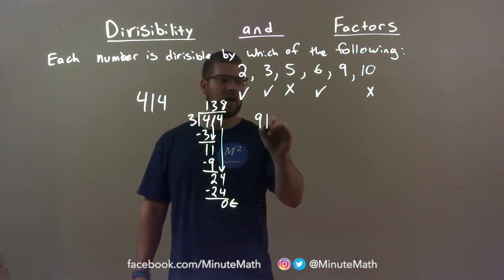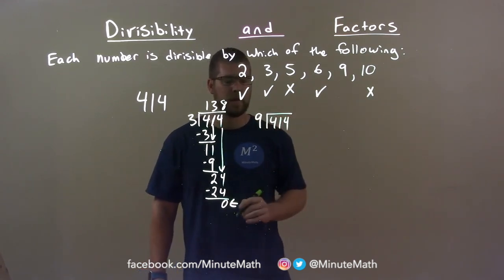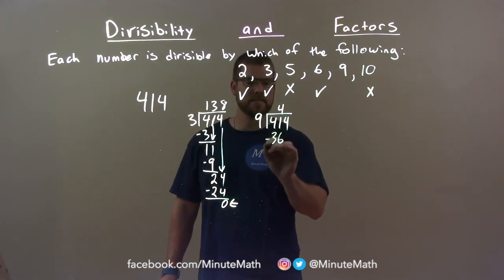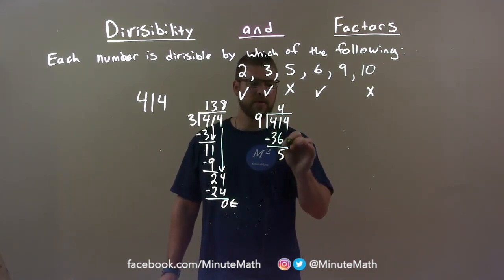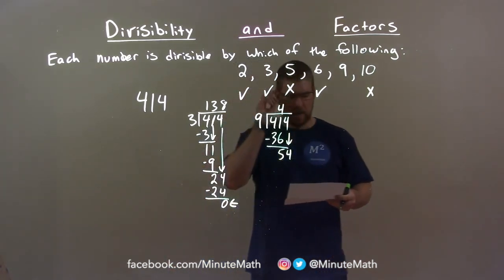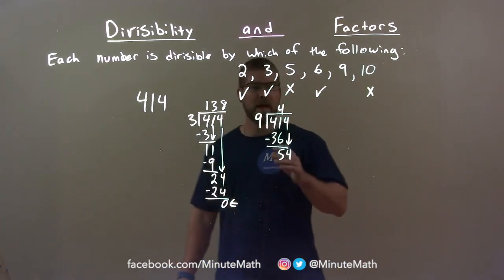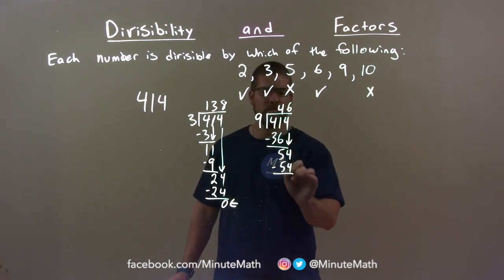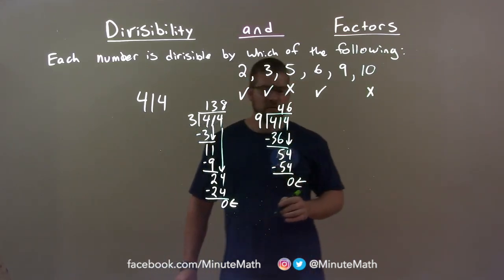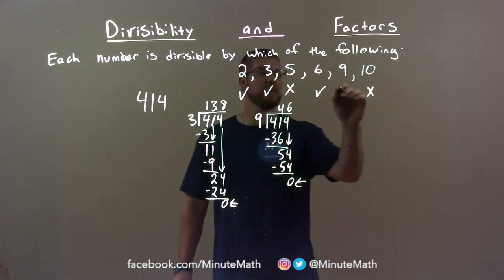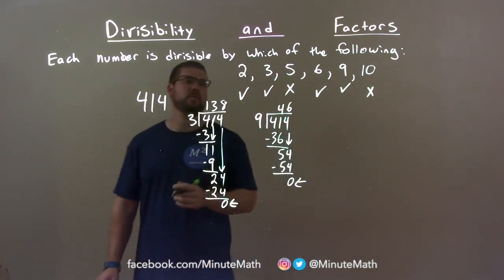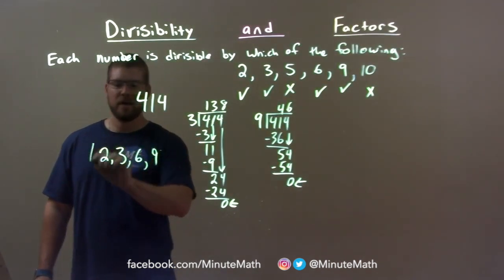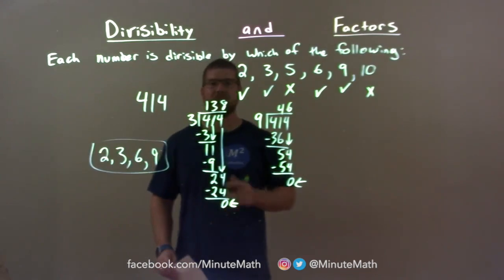Well, 9 here, does 9 go into 414? Well, 9 goes into 41 4 times, because 4 times 9 is 36. Subtract the 2, and we get a 5. Bring down the 4. Does 9 go into 54 evenly? And that's going to be a yes, 6 times. 6 times 9 is 54. Subtract the 2, we get a 0. Remainder of 0 here tells us 9 goes in evenly. So yes, so we have 4 numbers now that work. Our numbers are 2, 3, 6, and 9, and all of them go into 414 evenly.